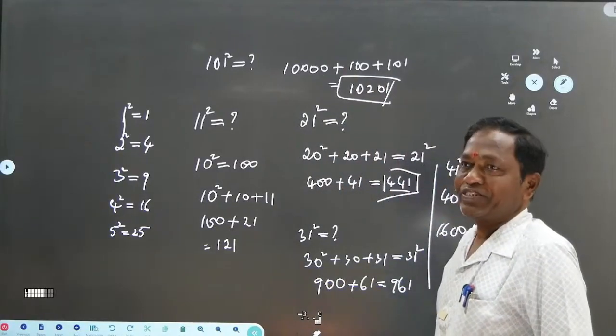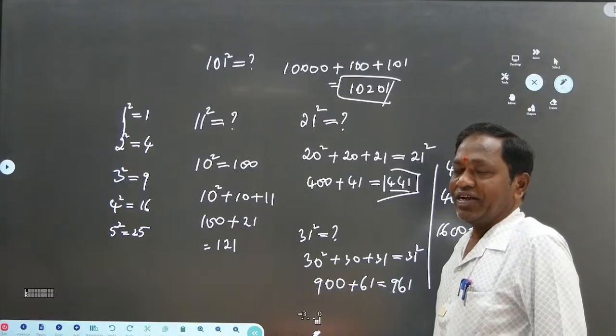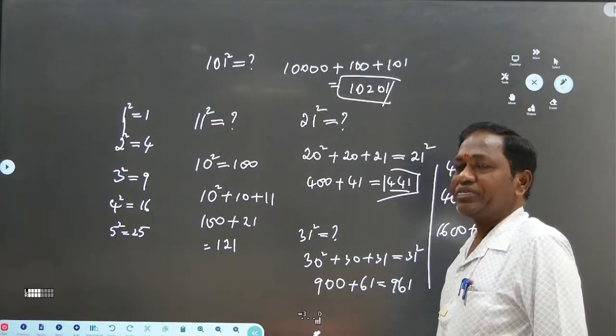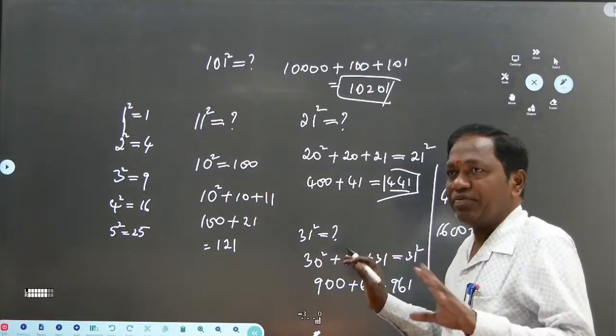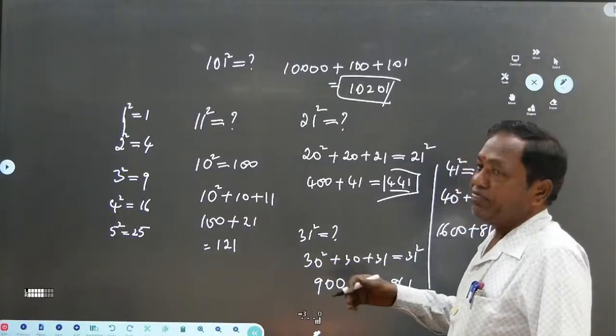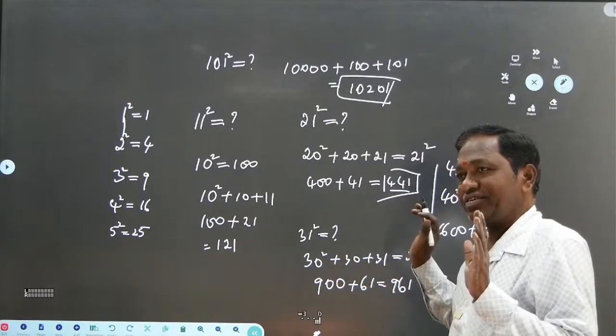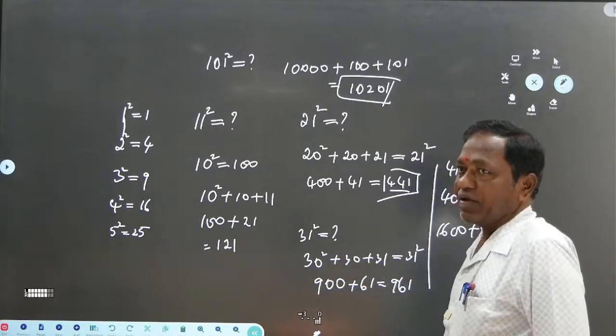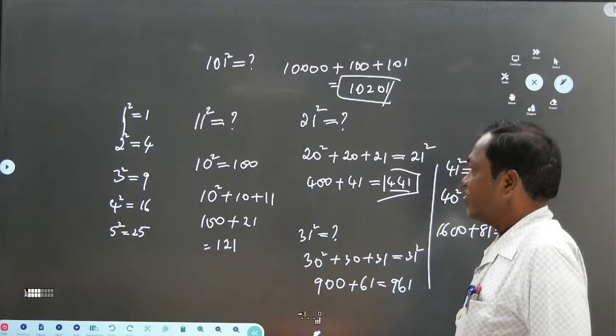Otherwise you have to take how much time it takes to multiply. And everybody must agree with me, because we have forgotten tables. Even if we don't know tables, we should be able to crack it, that's all. So that is how it will happen. Any number you can do like that.